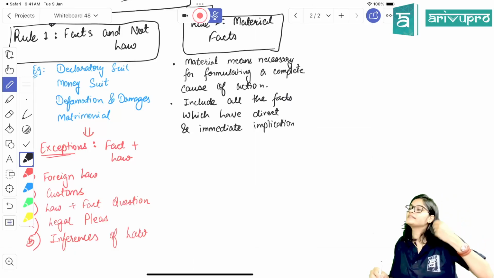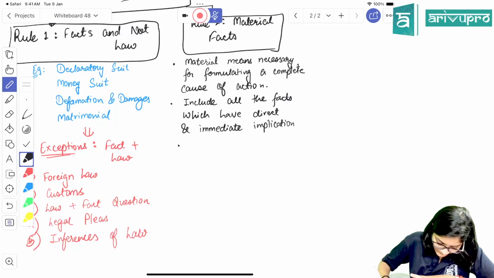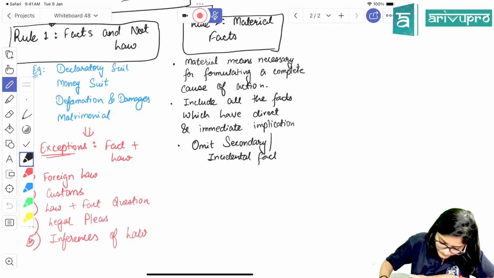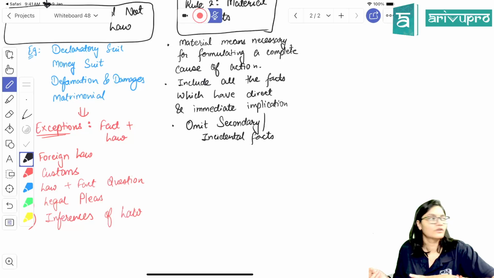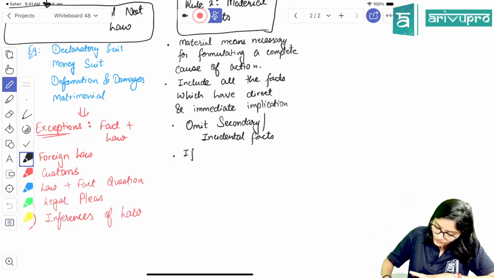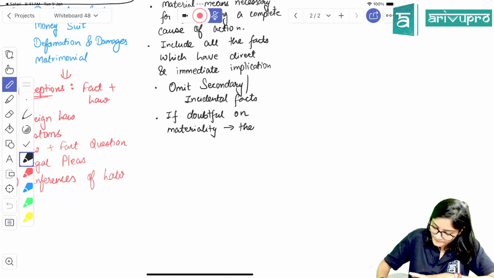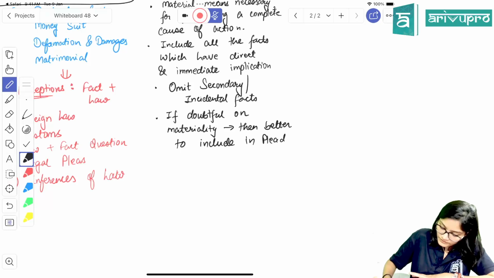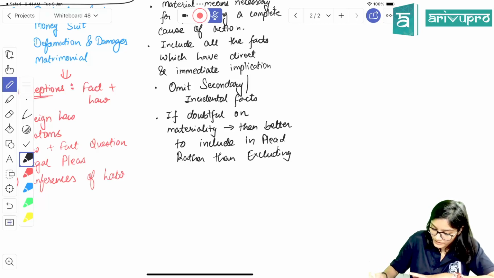Right? What can you omit? You can omit the secondary facts or incidental facts. Whether it is material or non-material depends on case to case, right? If doubtful on materiality, then what will we do? What is the better option? Then it is better to include it in the plaint rather than excluding it, because we know the reason. Later on, I will not be allowed.